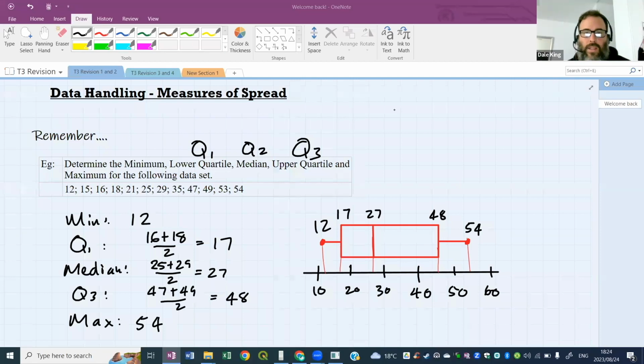We can see here the middle, the median, which is number 27, is a little bit to the left. So this data set is bunching up a little bit on the left-hand side. That's why we use a box and whisker plot. But let's not get too deep into box and whisker plots.